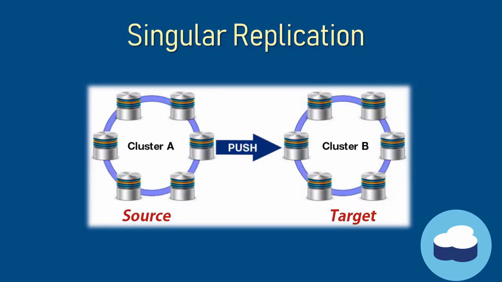Let us understand the next type, the singular replication. Here we have only one source and one target. Suppose we have cluster A or database A, which has an extra amount of data, and we want to copy that data from cluster A to cluster B until both are in sync. We have to make a push request from cluster A to cluster B. Cluster A is the source and cluster B is the target.